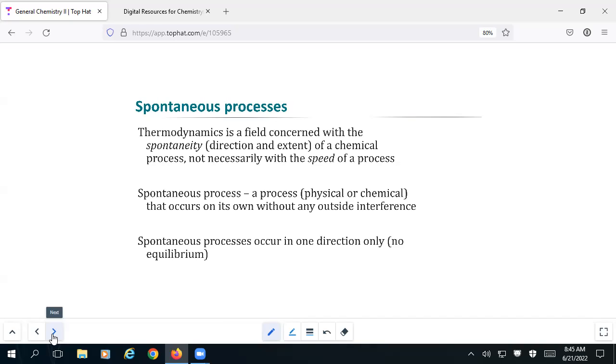But absent from this entire conversation is that kinetic discussion. We don't care at all about the speed of the reaction. That's a kinetics observation, a kinetics study. We want to know, does it happen? Not how fast does it happen? What direction does it happen?